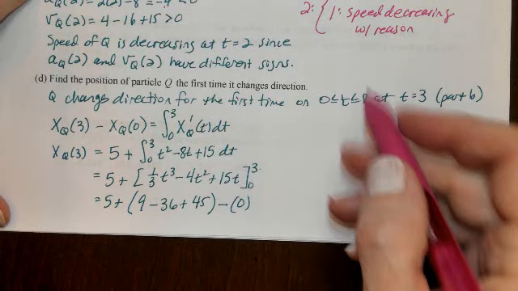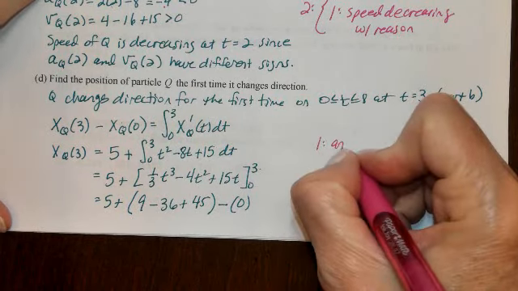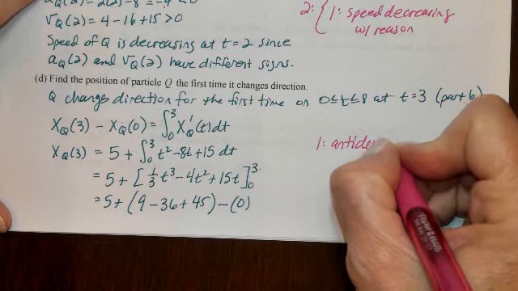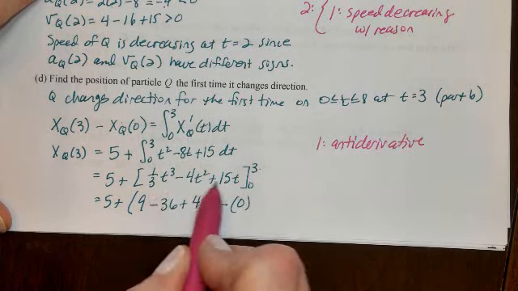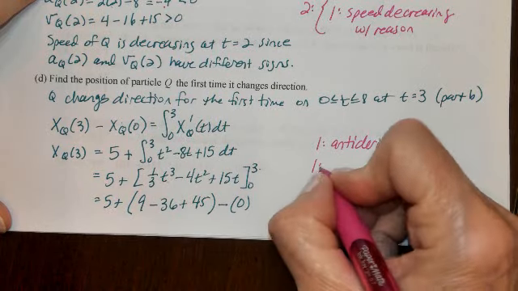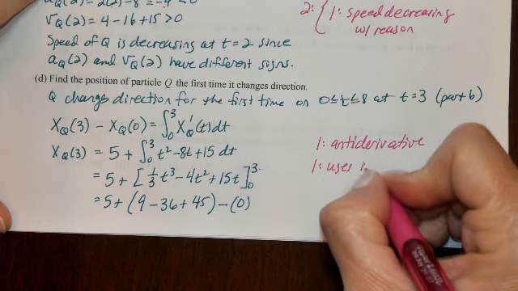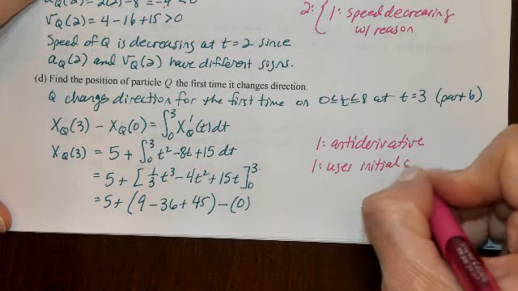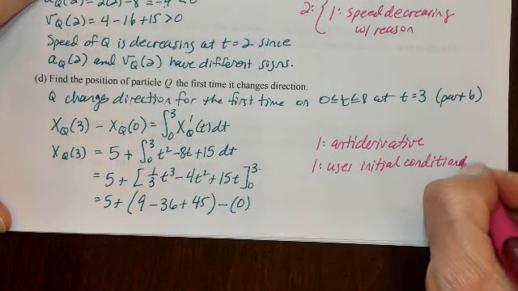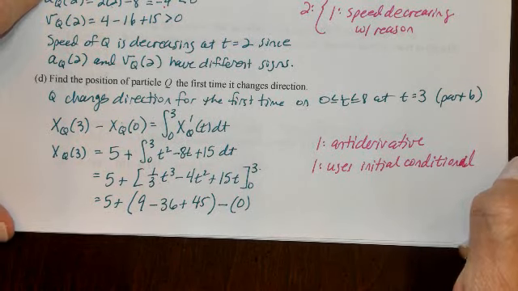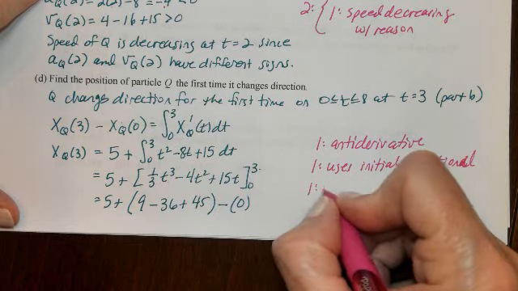This was worth 3 points. 1 point for the antiderivative. That's our antiderivative here, the power rule. 1 point for uses initial condition. They like to give a point for that in these fundamental theorem problems, and then 1 point for the answer.